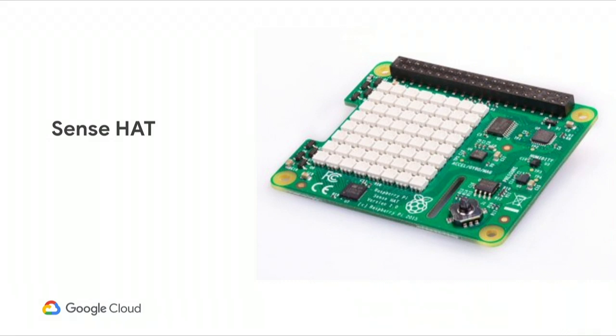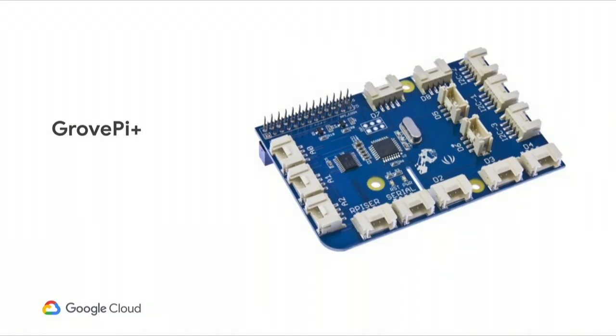And the third piece to the puzzle is what's known as a Grove Pi Plus. You can pick up the Raspberry Pi 3 Model B Plus for about $35 US. The Sense Hat is about the same cost as well. And this thing here, Grove Pi Plus, is from Seeed Studio.